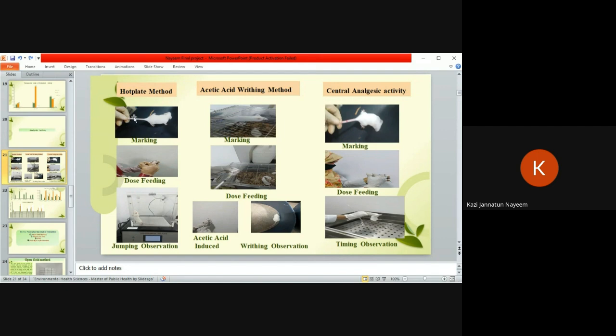You can see the red color; through the red color I mark these mice. Then I prepared the extract solution at 200 milligram per ml and 400 milligram per ml concentrations. Then I feed this extract to the mice. Then I put the mice on the hot plate. This is the hot plate method.